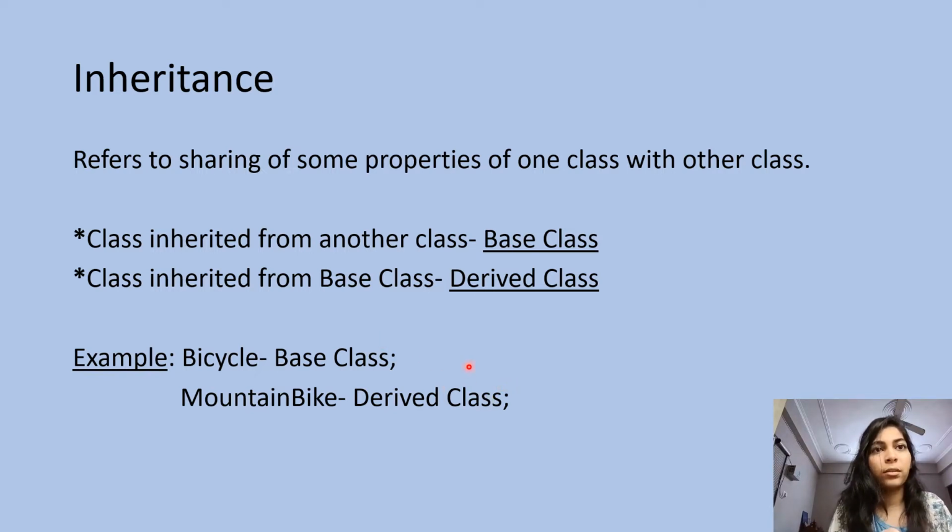So these are the classes here. Inheritance again means sharing of some properties of one class with the other class, right? The properties are shared, both of them have two wheels, both of them move when you pedal them, right? So these are the properties which are being shared. We can say, and this is all in very, very layman language, right?